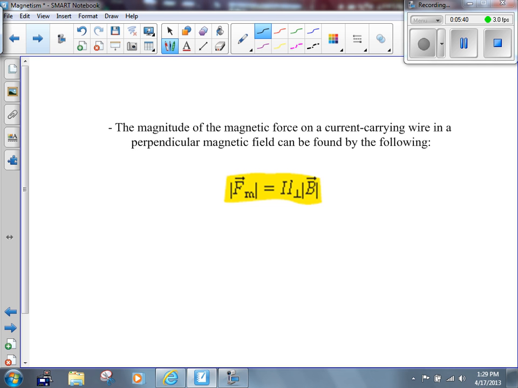If you've written down what I just wrote down on the previous page, then you don't really need to copy this because you basically already got it. If you haven't, then maybe write this down. Remember what I means, remember what L means, and remember what B means. And remember, when you multiply those together, assuming L and B are perpendicular to each other, then you're going to get a certain force measured in newtons.